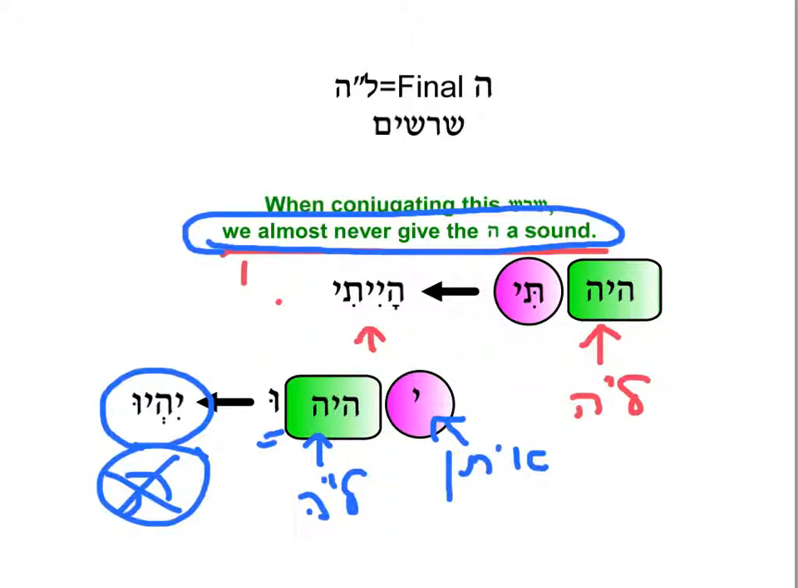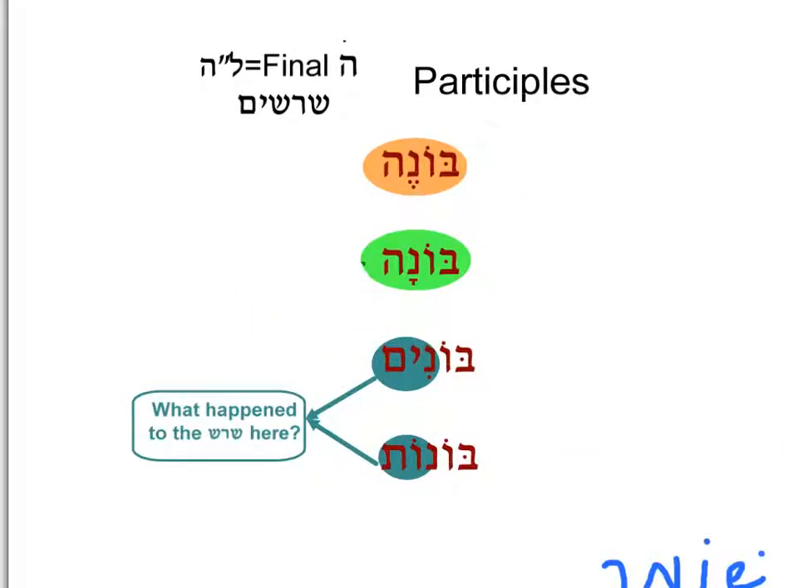This shows us that we almost never give the hey a sound when we conjugate lamed hey shorashim. Here I have my lamed hey conjugation for participles. Let's take a shoresh, bet, nun, hey. My last letter of my shoresh is a hey, it's silent, so the conjugation is going to change. Let's look at the last two conjugations, masculine plural and feminine plural.